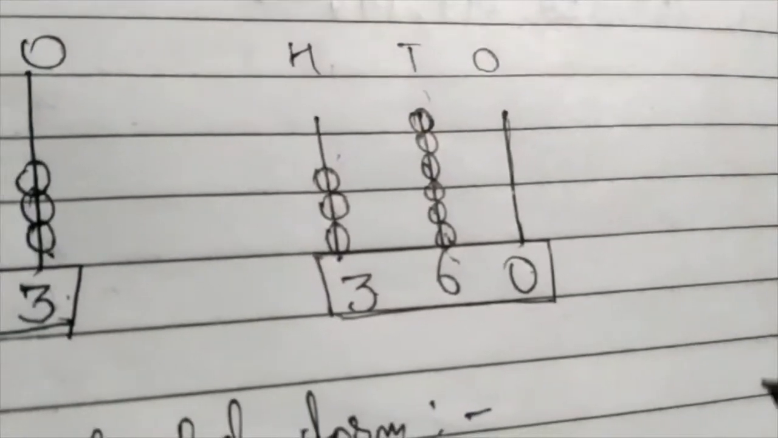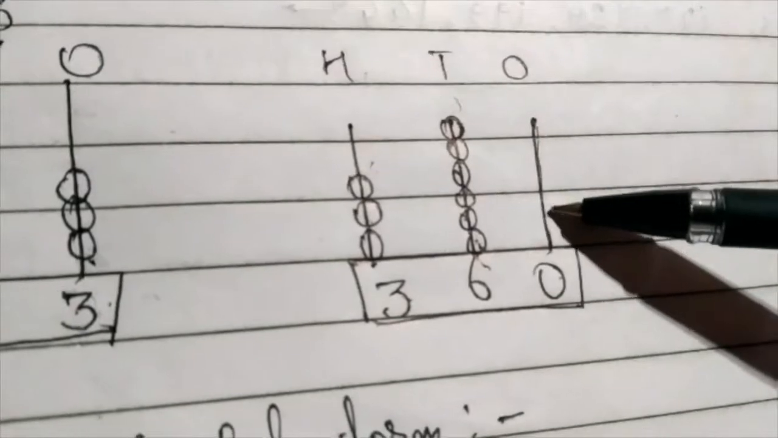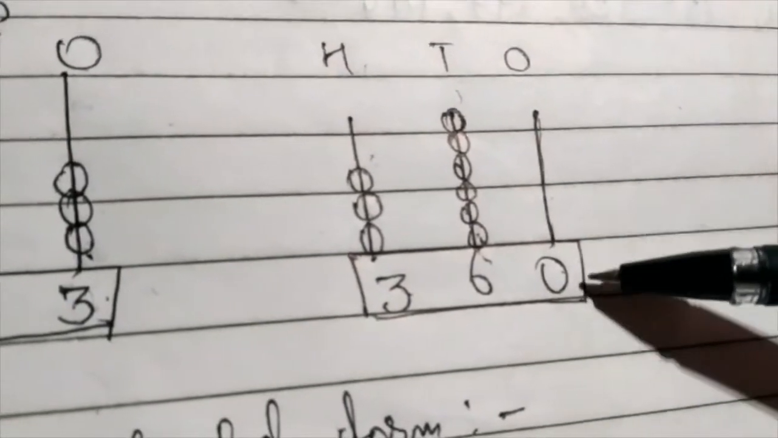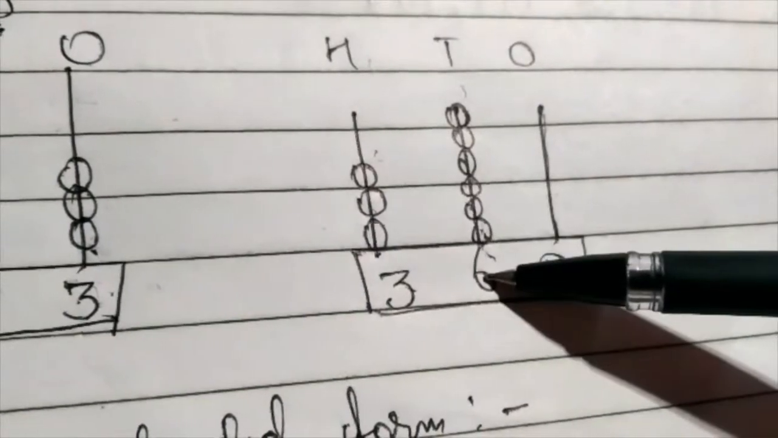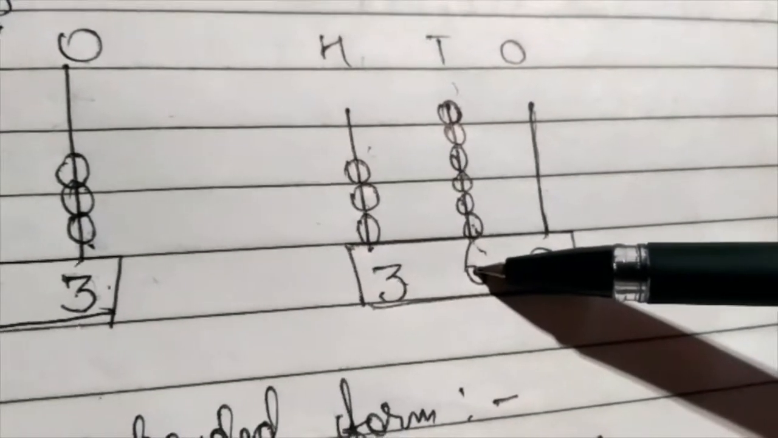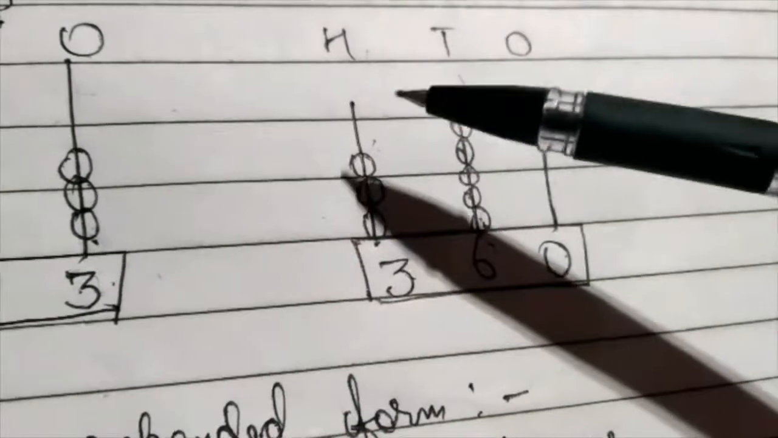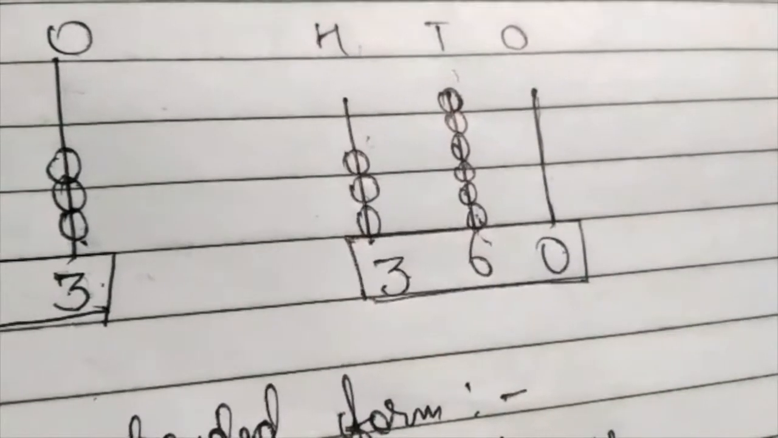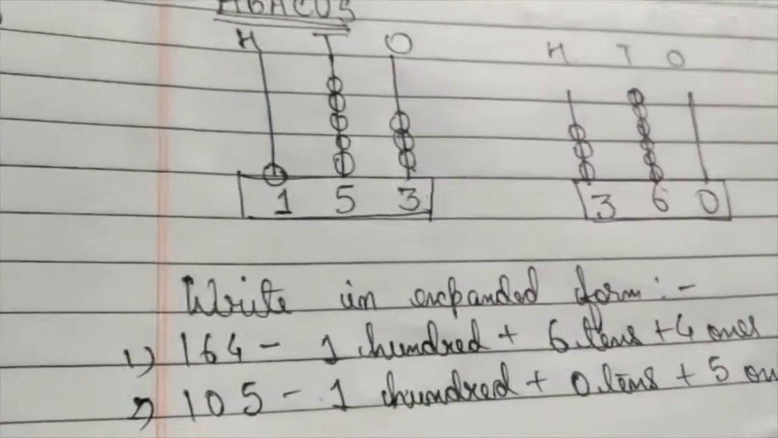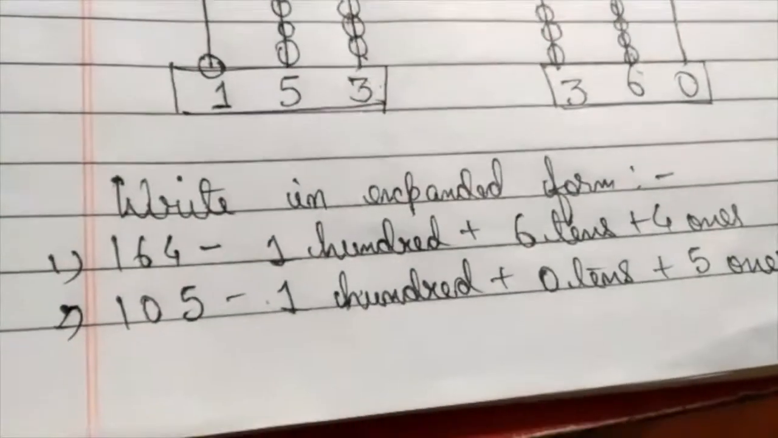Same way we count here. As we can see, here is no beads. So we write 0. Then we count 1, 2, 3, 4, 5, 6. So 6 comes in the place of tens. 1, 2, 3. 3 beads are there. So we write 3 in the hundreds place. So the number is 360. Likewise, we do the abacus.